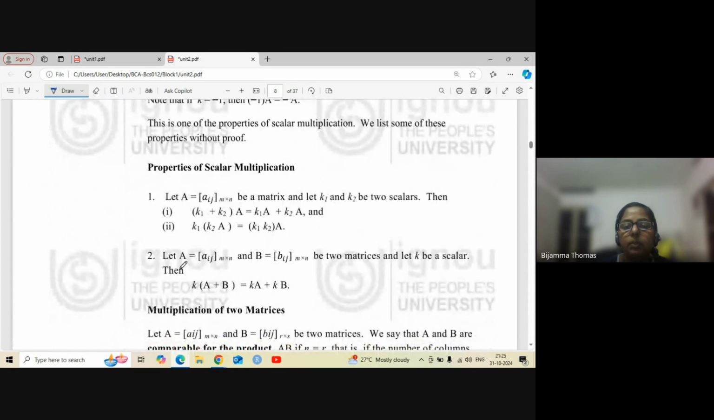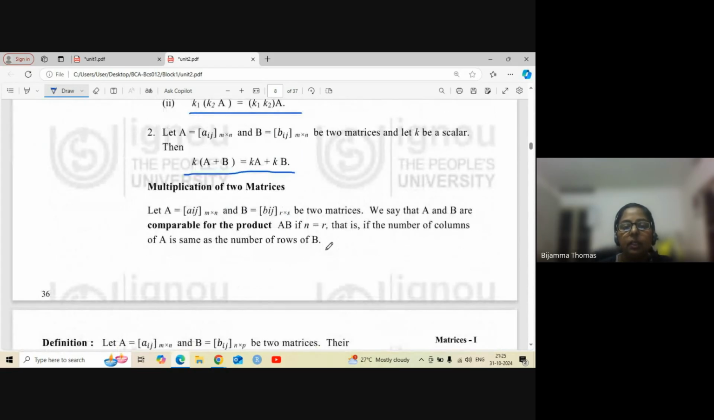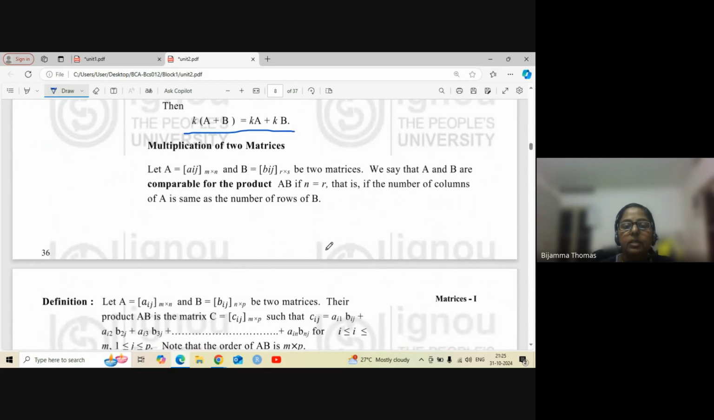Now come the properties of scalar multiplication. K1 plus K2 into A will be equal to K1A plus K2A. Then K1 into K2A equals K1 K2 into A. Then K into A plus B will be KA plus KB. Now come to the multiplication of two matrices.